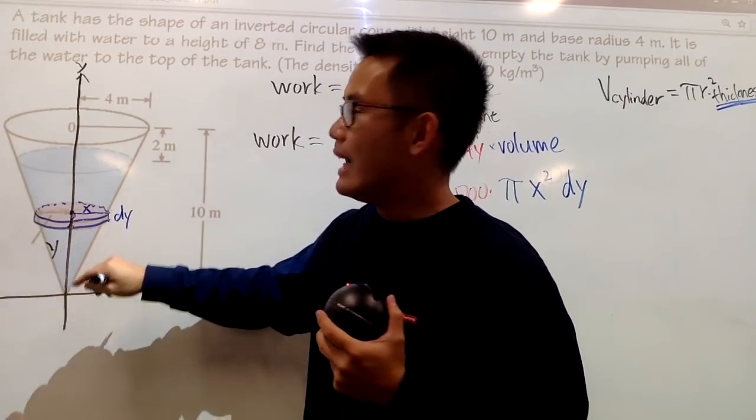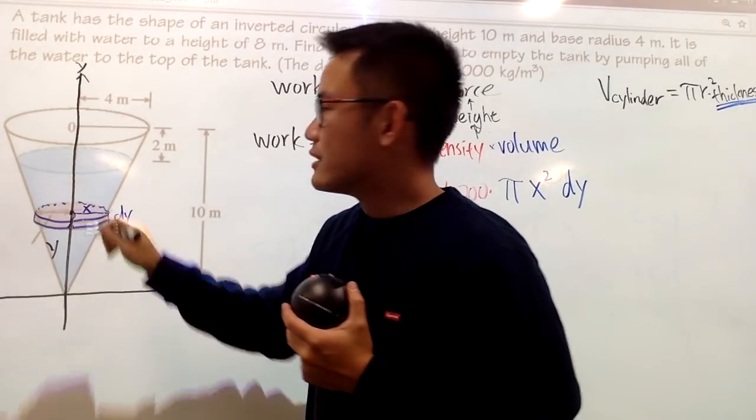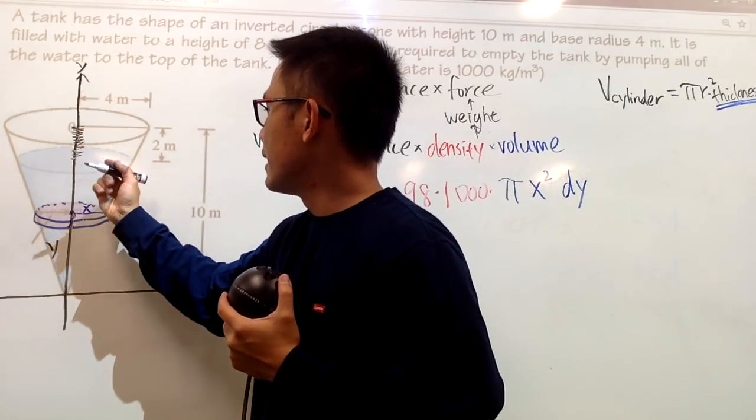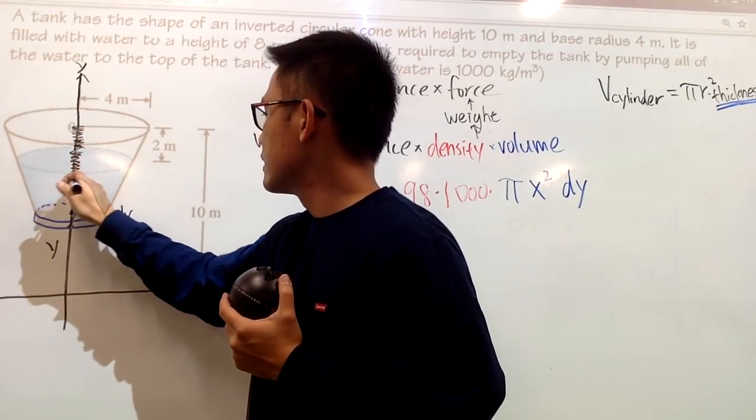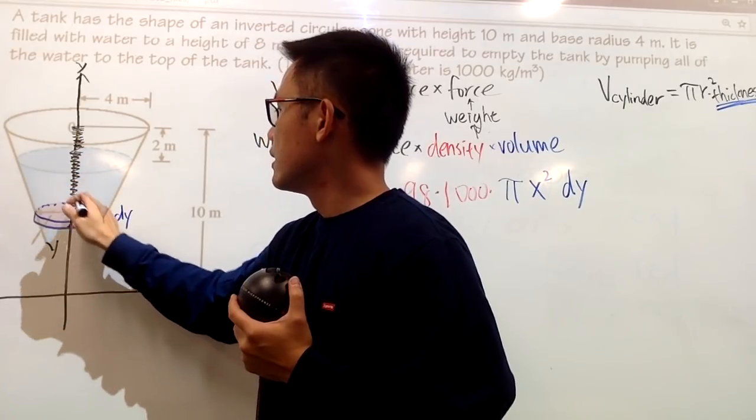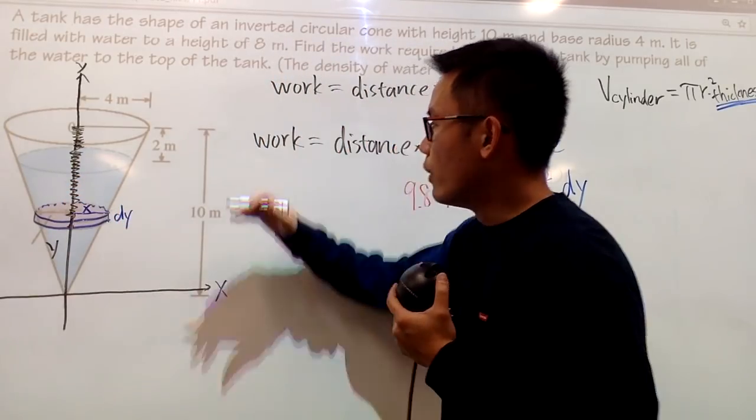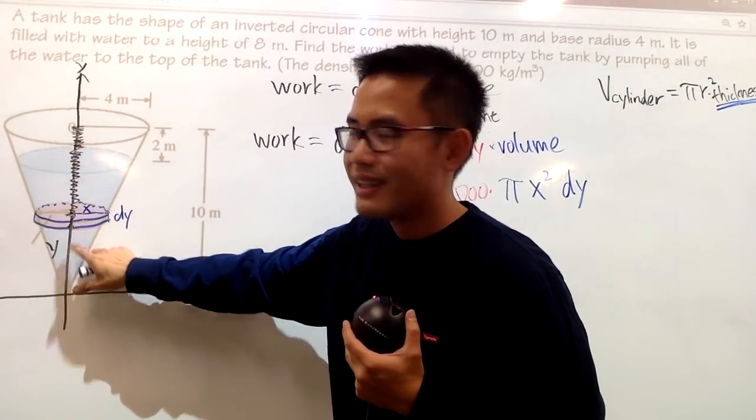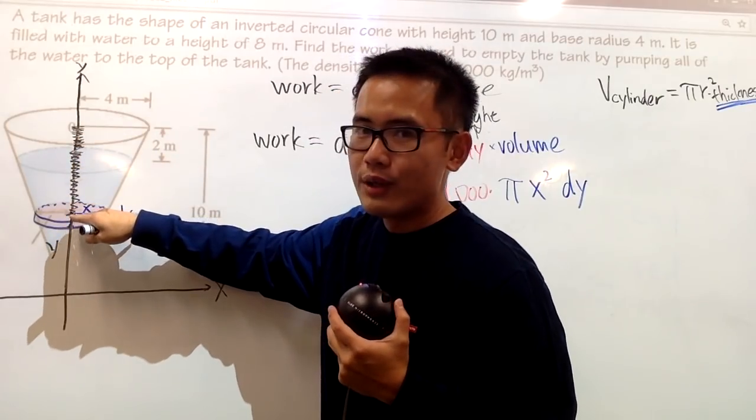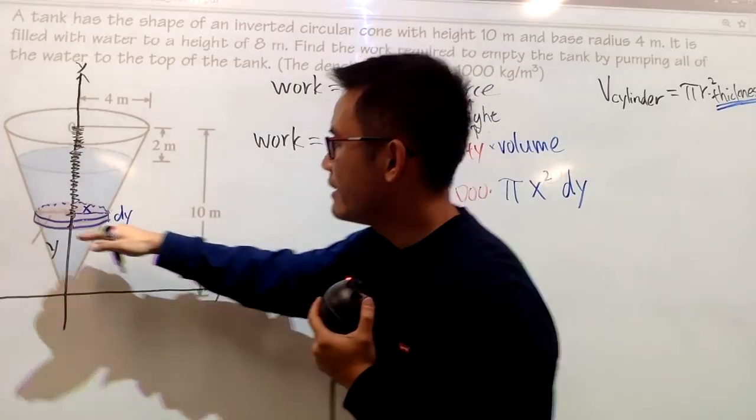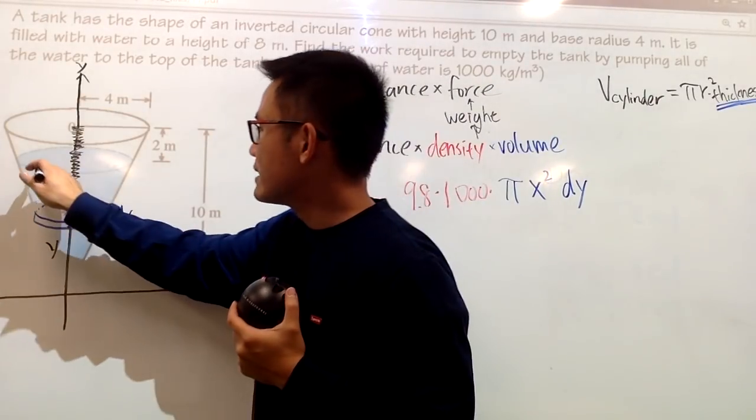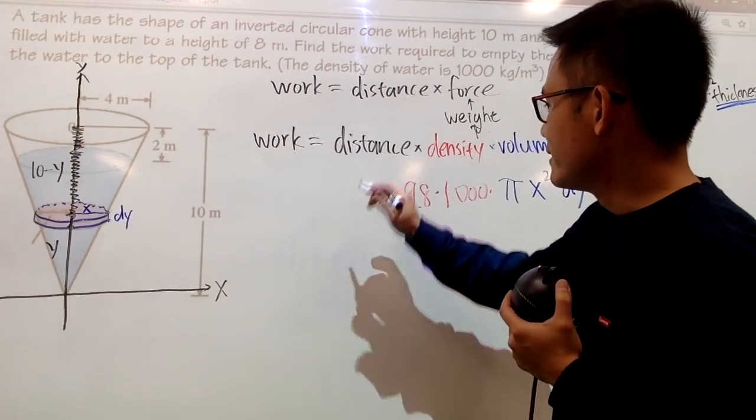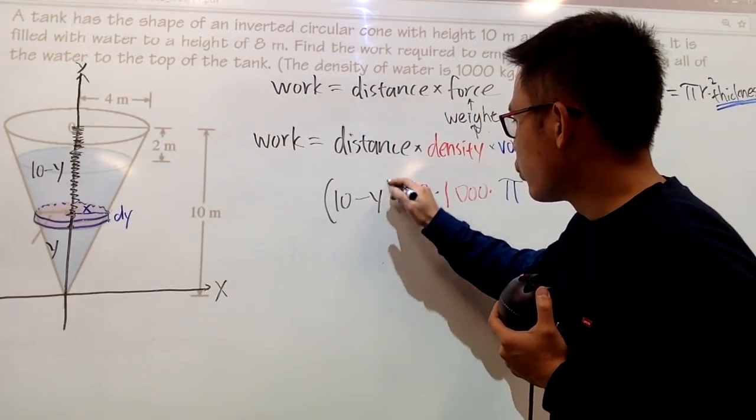Well, I don't want to know y. I want to know from here to here. So I need to figure out the distance all the way from the top of the tank to my CD, to this disk. How do we do that? The whole thing is 10 meters, and from here to here is y already. So that means the distance I have to travel is just going to be what? 10 minus this, 10 minus y. So that's the distance that we have. Let me label that for you guys right here. So the distance is just going to be 10 minus y.